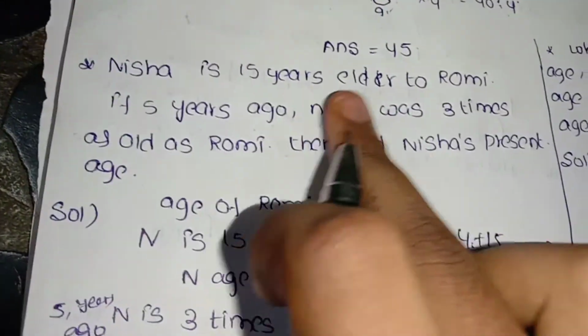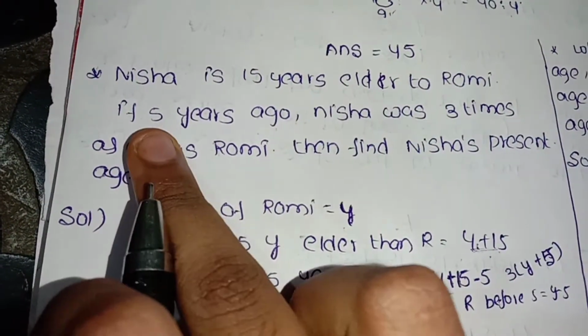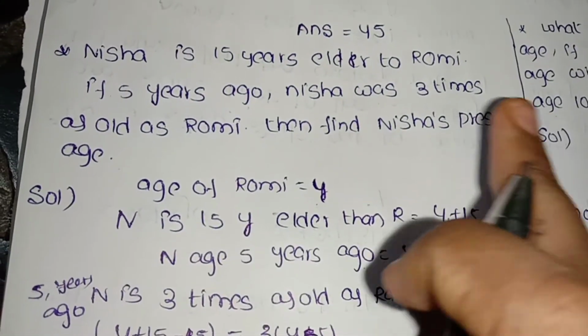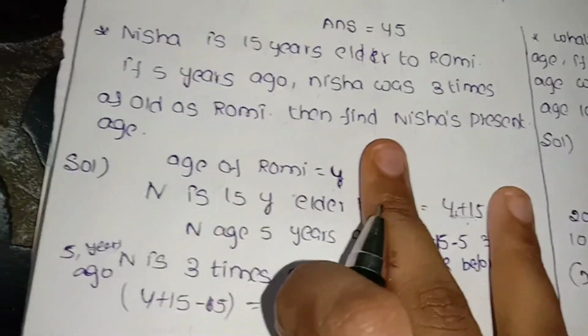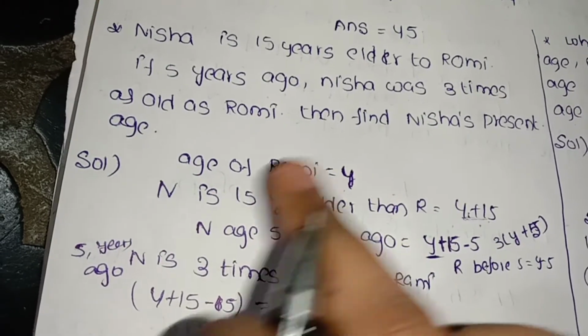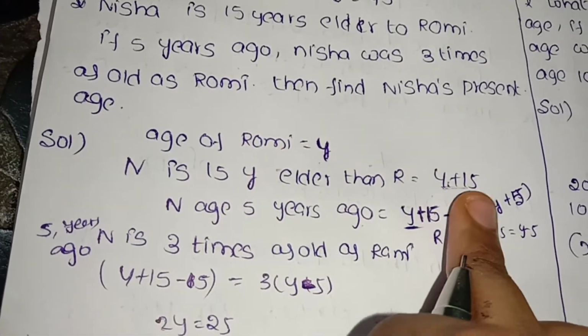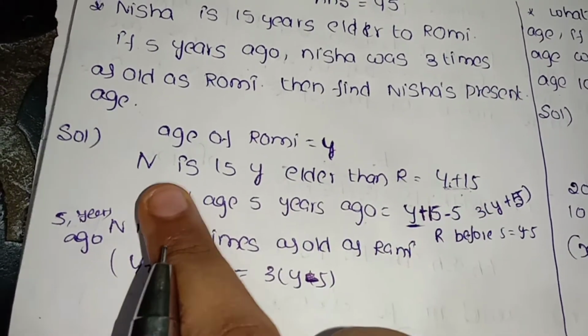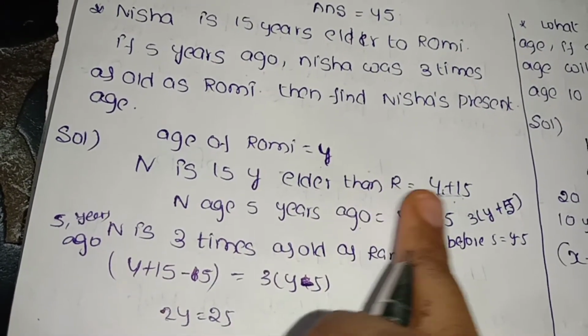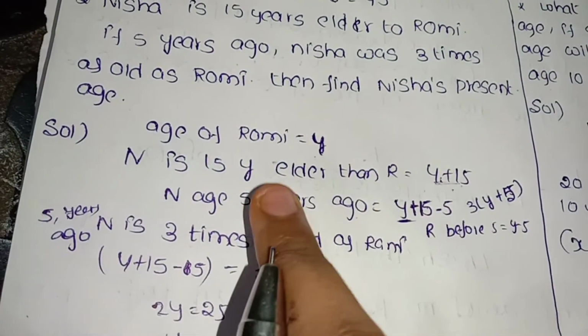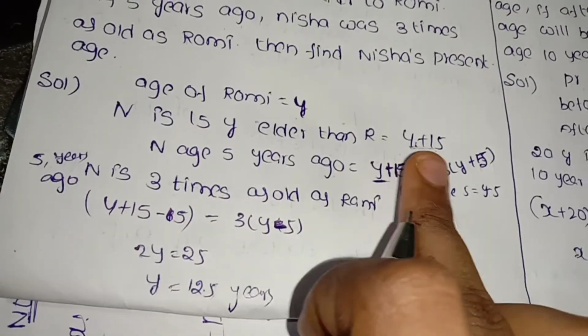Let us see an example. Nisha is 15 years elder to Romy. If 5 years ago Nisha was 3 times as old as Romy, then find Nisha's present age. So, the age of Romy is y. Nisha is 15 years elder than Romy, so I have to take y plus 15, because Nisha is 15 years elder than Romy.